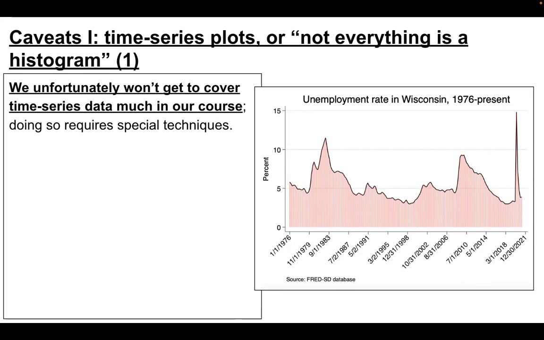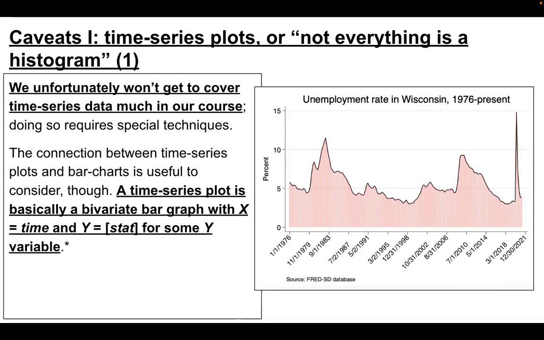The answer is that it's not. This is actually effectively a bar graph. So it's a time series plot, technically. But time series plots and bar charts are actually really similar, and it's useful to consider that. So a time series plot is basically a bivariate bar graph with x equal to time right here, and then y equal to some statistic, in this case, the % rate of unemployment, for some other variable y, unemployment rate.